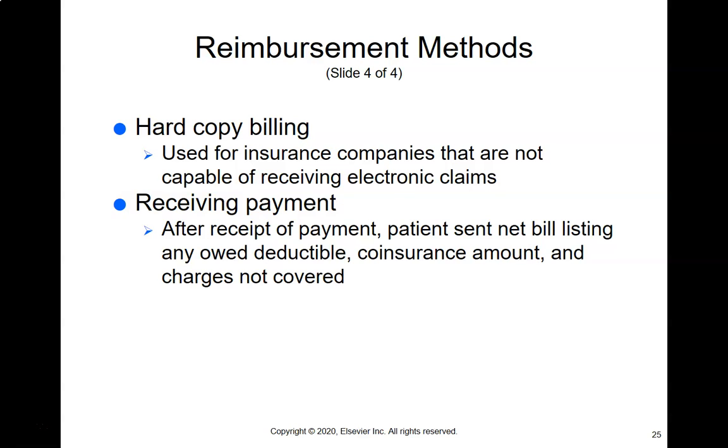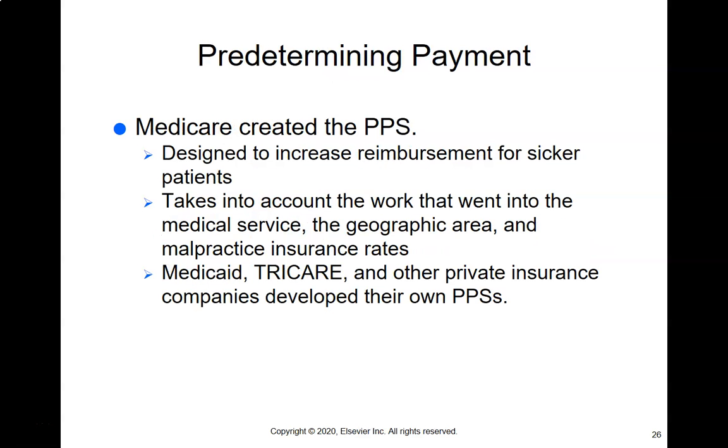Hard copy billing is used for insurance companies that are not capable of receiving electronic claims. Receiving payment: after receipt of payment, the patient is sent a net bill listing any owed deductibles, coinsurance amounts, and charges not covered. Predetermining payment.